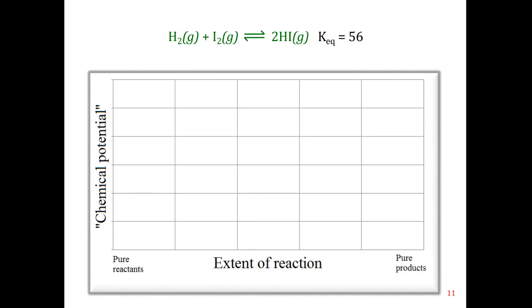Okay, so what if we look at a reaction that's at equilibrium? Now we have hydrogen combining with iodine to give us 2HI, and we have an equilibrium constant around 56. Just some sort of middle of the road equilibrium constant. So we have an equilibrium here. Same kind of graph, chemical potential, in other words energy, pure reactants going to pure products. Let's look at what happens.